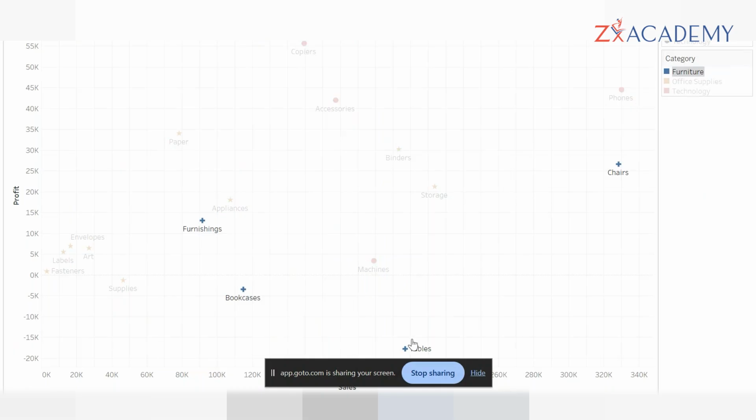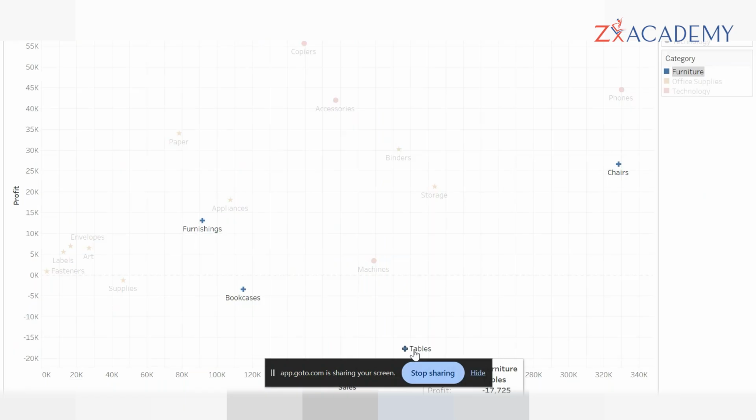And we see the tables has done more than 2 lakhs, 2 lakh 7,000 sales. But what are we ending up with? The profit is minus 17,725, so minus 18,000 negative profit. So we see that even with very good sales, profits are negative. So first thing is, in the case of furniture, out of four products, two products are giving me a negative profit.